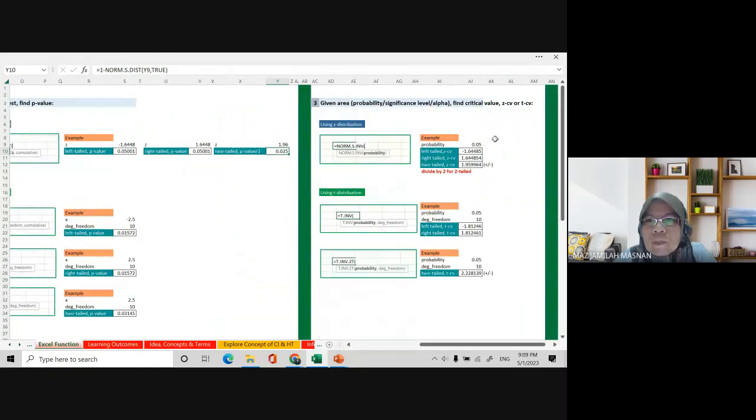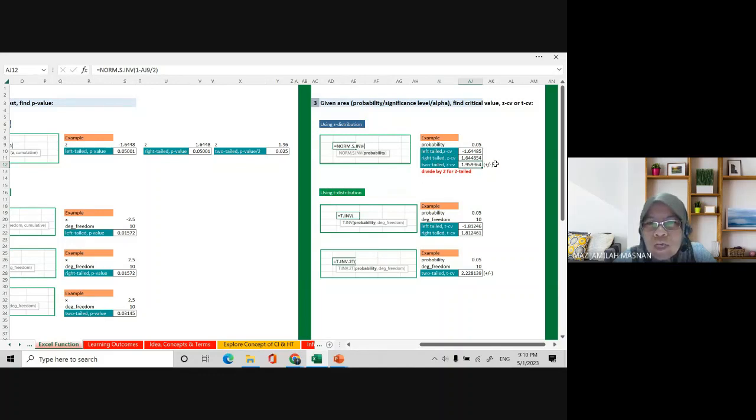Yeah, this one. Okay, this one, the third column, not the middle column, the third column, to find the Z alpha over 2 value. Okay, so this is the formula: NORM.S.INV(1 minus alpha).